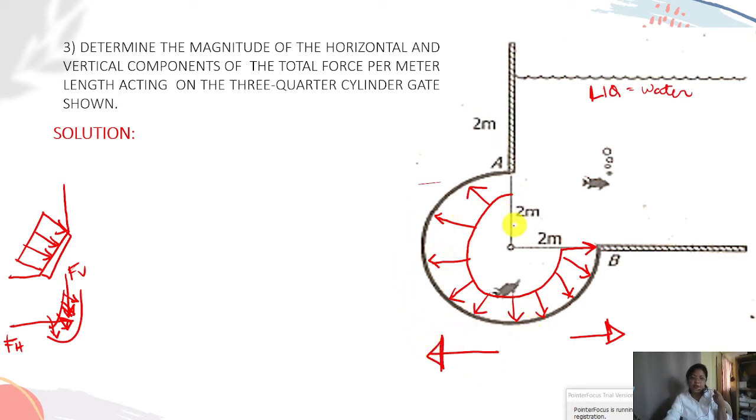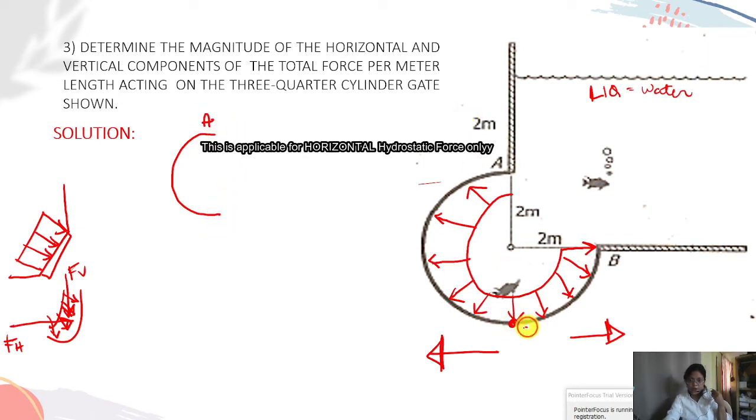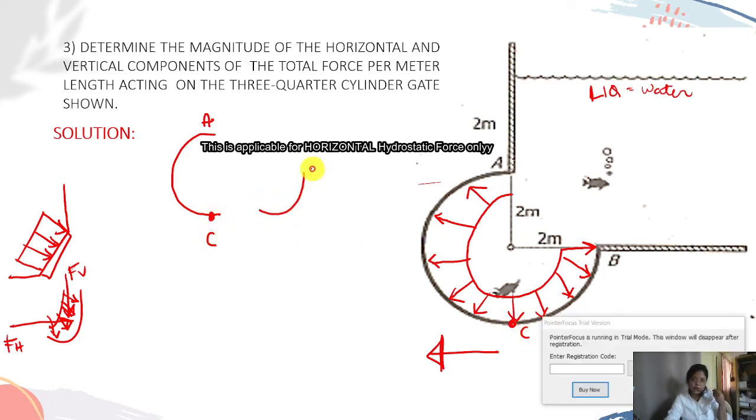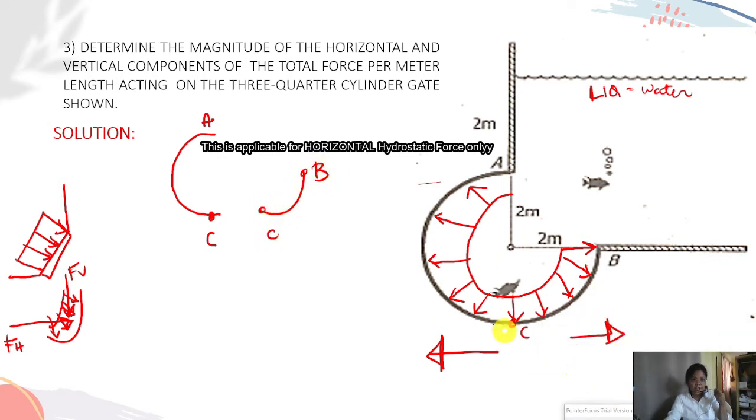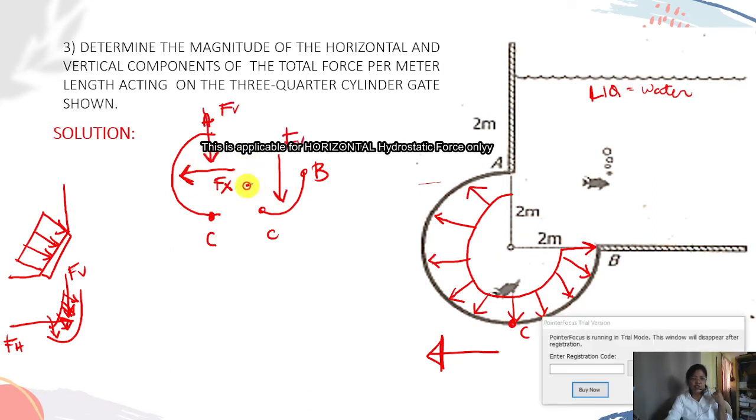So, pwede ko siyang hatiin into two shapes. Meaning, this semicircle A, let's put another point, letter C, no? So, A and C to B. C to B. Yan. Para bongga. Ibig sabihin, ang lahat ng force acting on AC is acting syempre towards the curve AC. Papunta dito. The direction naman ng horizontal is acting towards the gate.